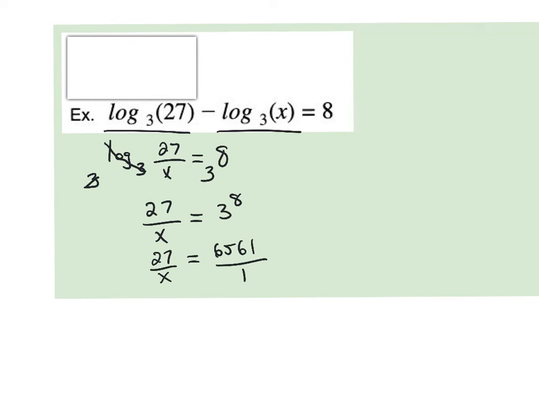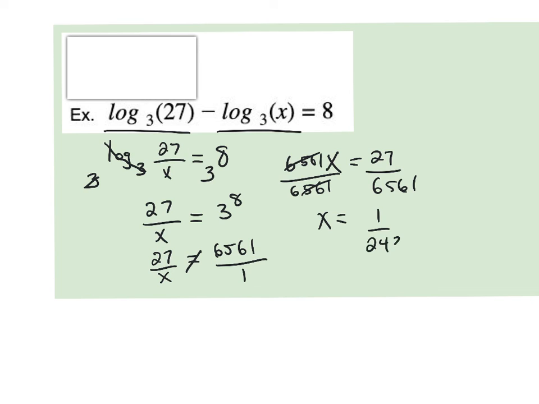So I'm going to go ahead and cross multiply. So I have 6561x is equal to 27. Divide by 6561. And if I were to reduce that fraction, I'm going to end up with 1 over 243.